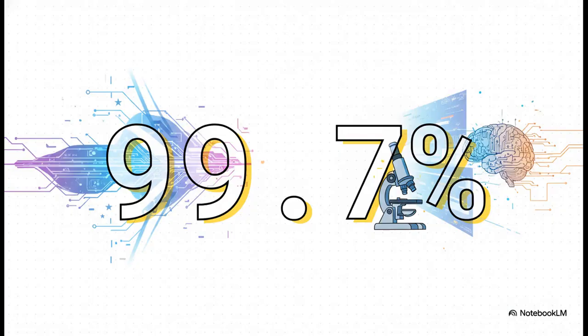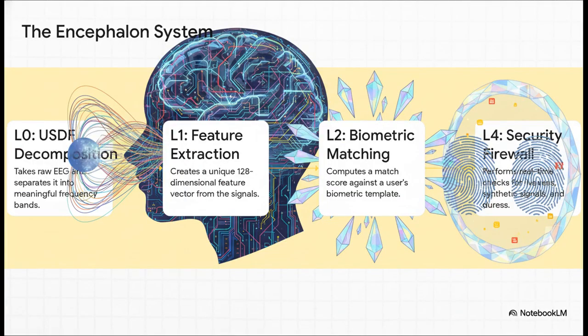And the performance? It's just staggering. We're talking a 99.7% true acceptance rate with a false acceptance rate of just 0.01%. That is clinical-grade accuracy. It absolutely blows other state-of-the-art methods completely out of the water. So how on earth does it pull this off? Well, right at its core, at what they call Layer 0, is USDF. It takes the raw, incredibly noisy EEG signals from your brain and decomposes them into these clean, biologically meaningful frequency bands. And that single step is the thing that makes this entire multi-layered security system even possible.